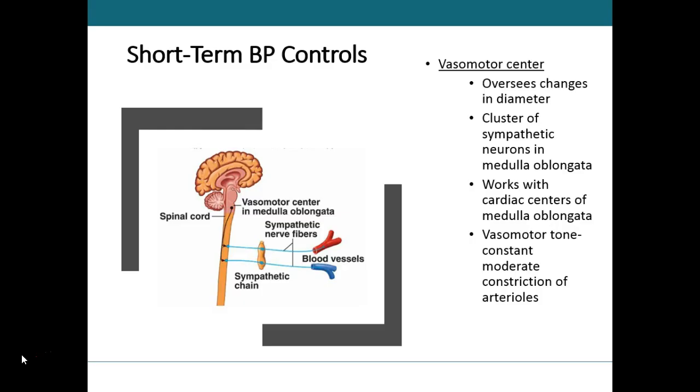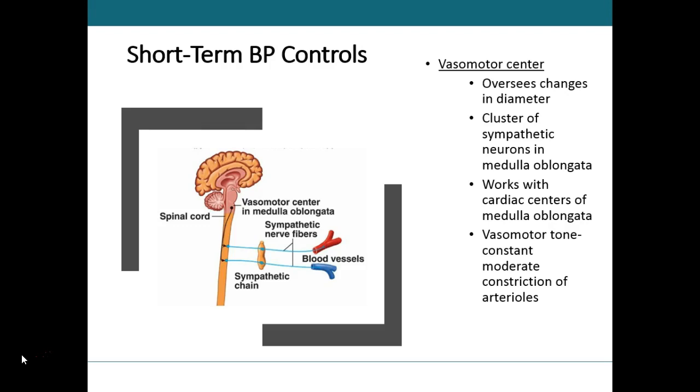In the cardiovascular center in the medulla oblongata, we have an area that we call the vasomotor center. The vasomotor center is a cluster of sympathetic neurons in the medulla that can cause vasoconstriction or vasodilation. So output can flow along the sympathetic and parasympathetic neurons of the autonomic nervous system, and of course increase heart rate and contractility, as we've seen.